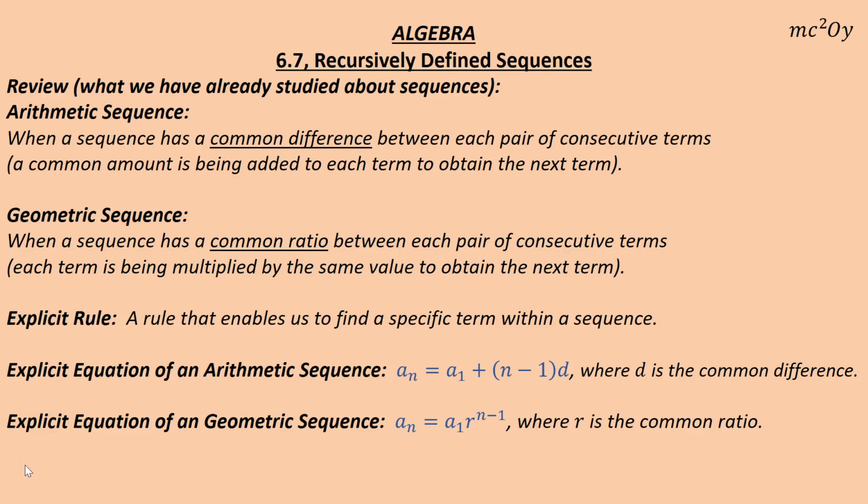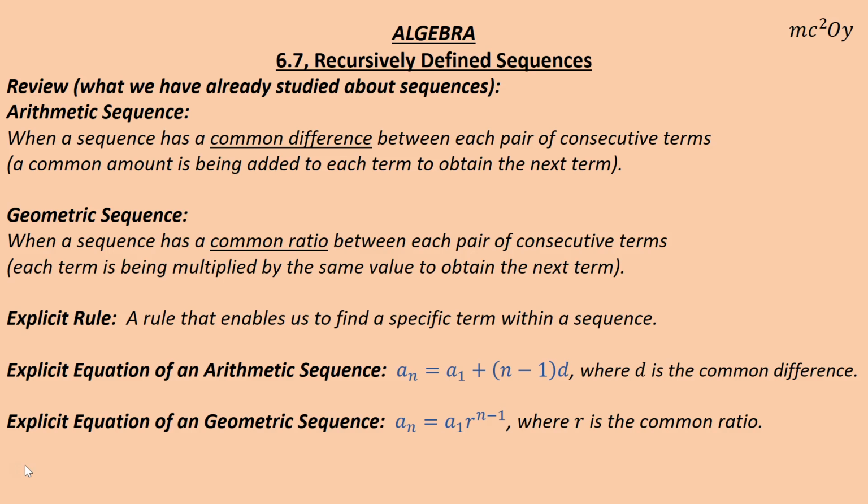Okay, recursively defined sequences. A quick review of what we have already studied about sequences. An arithmetic sequence is when a sequence has a common difference between each pair of consecutive terms. That common difference, or the common amount being added to each term to obtain the next, we call our common difference. A geometric sequence is when we have a common ratio between consecutive terms. In other words, we're multiplying by the same amount to get to the next term.